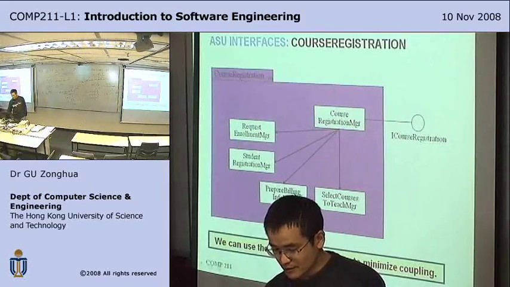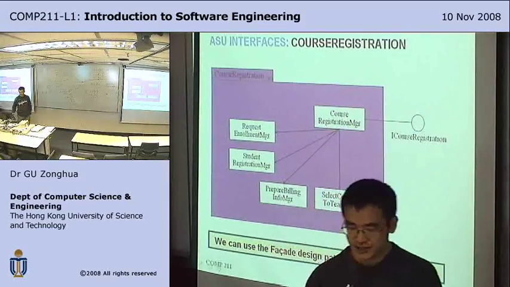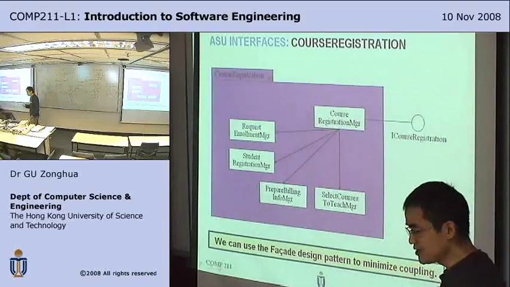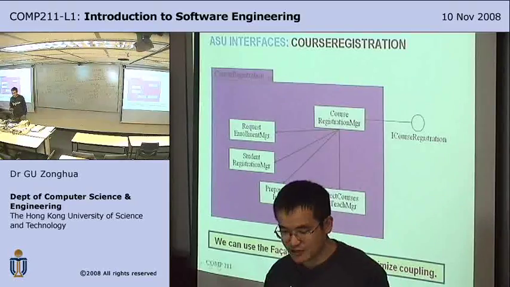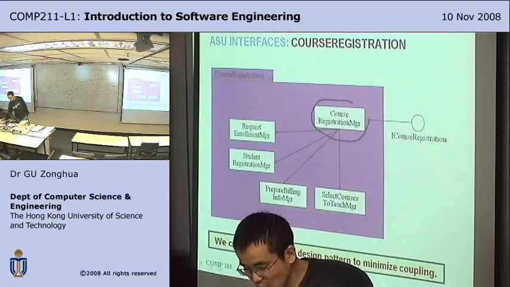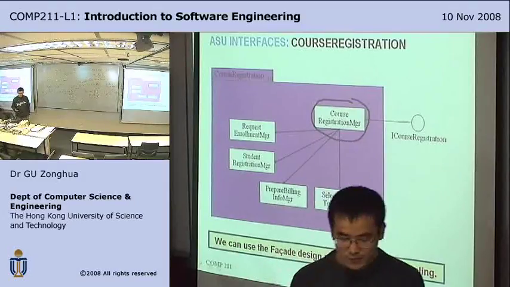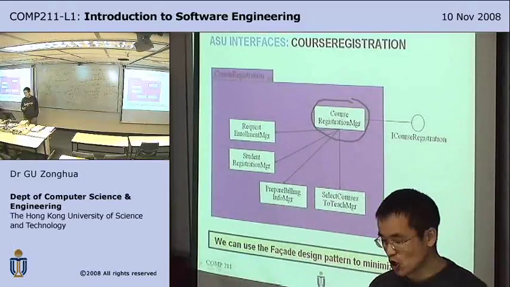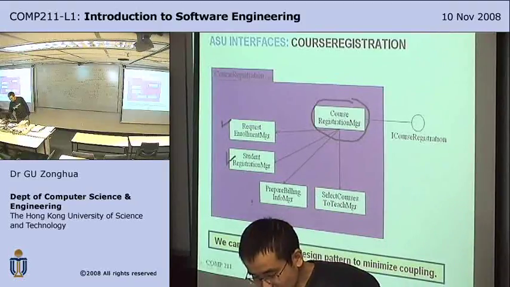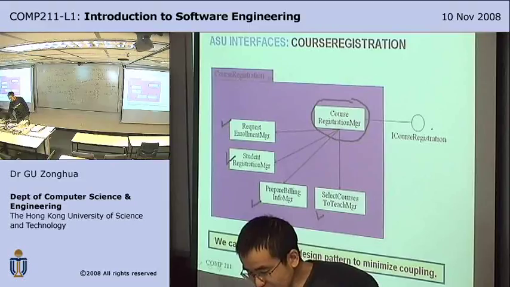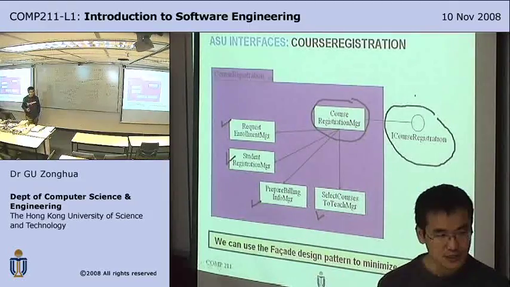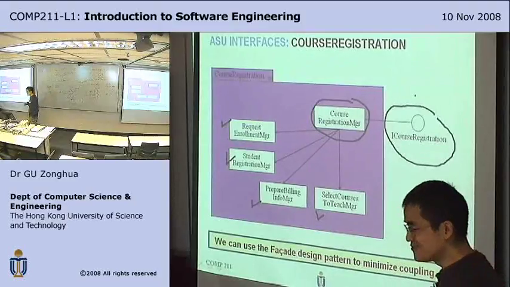So we can use the facade design pattern. Remember, the facade is to have one class acting as the entrance, as the outside view of the entire subsystem. So we can have a course registration manager class as a new class, perhaps just an empty shell to redirect the calls from the outside into the other 4 classes, and expose a unified interface to the outside, the I-course-registration, which is perhaps a union of the previous 4 interfaces.